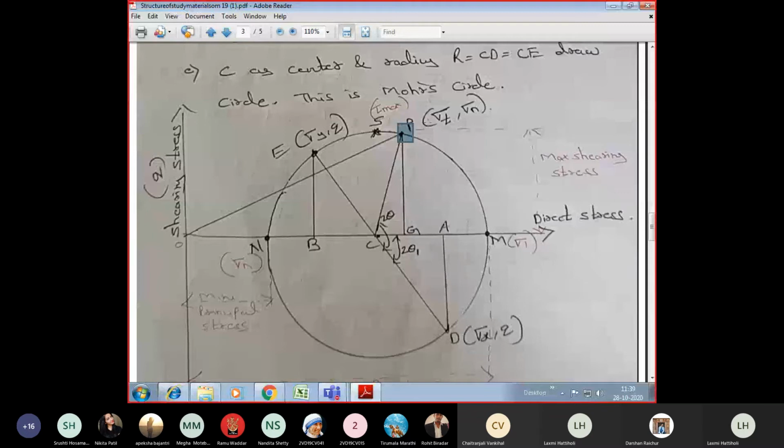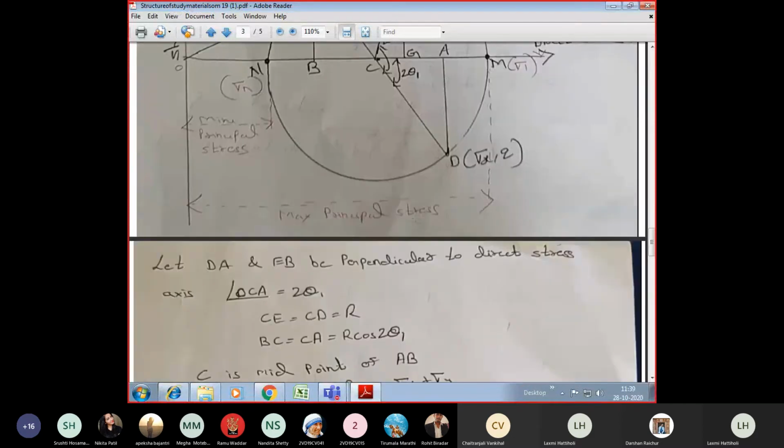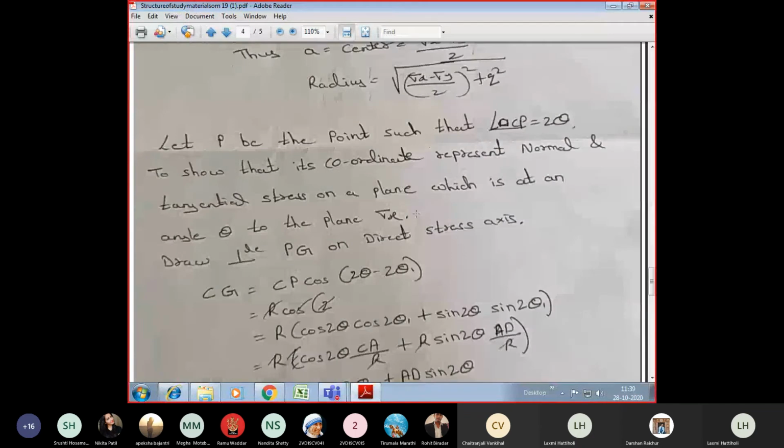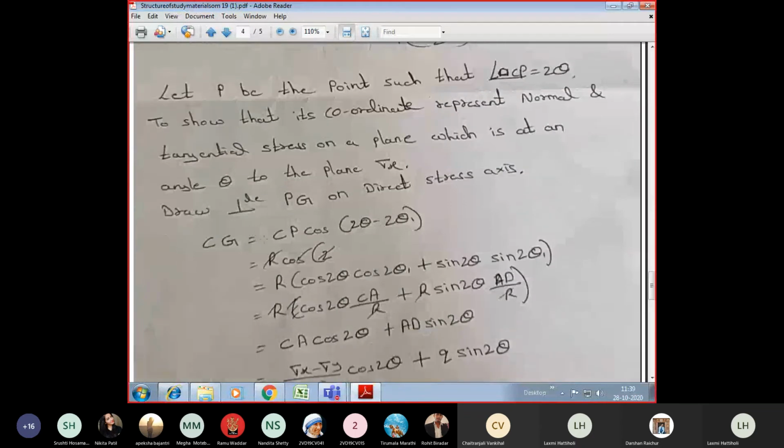Now, how did I use this? How do you get to know that the coordinates of P represent normal and tangential stress? To prove this, I have made a small proof here. You can observe here. Draw a perpendicular PG on the direct stress. I can say that CG is CP cos of 2 theta minus 2 theta 1.